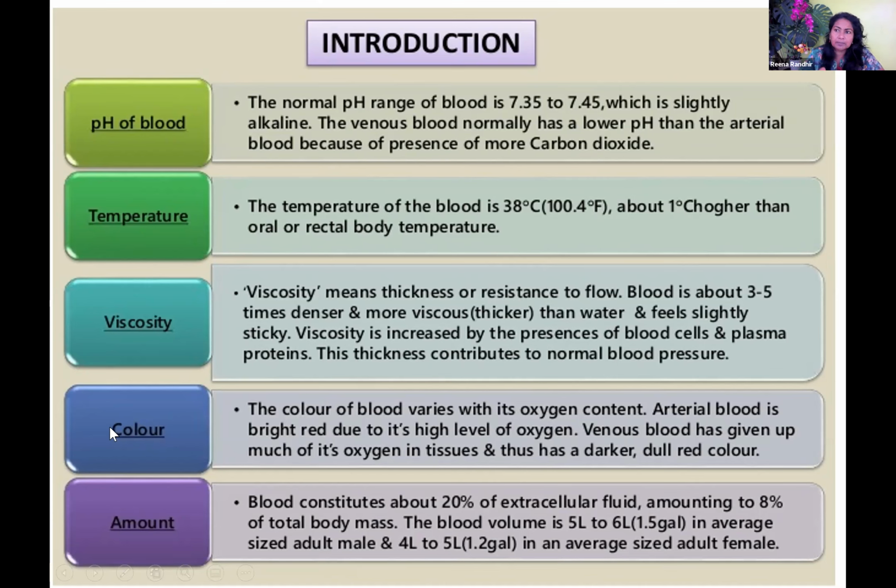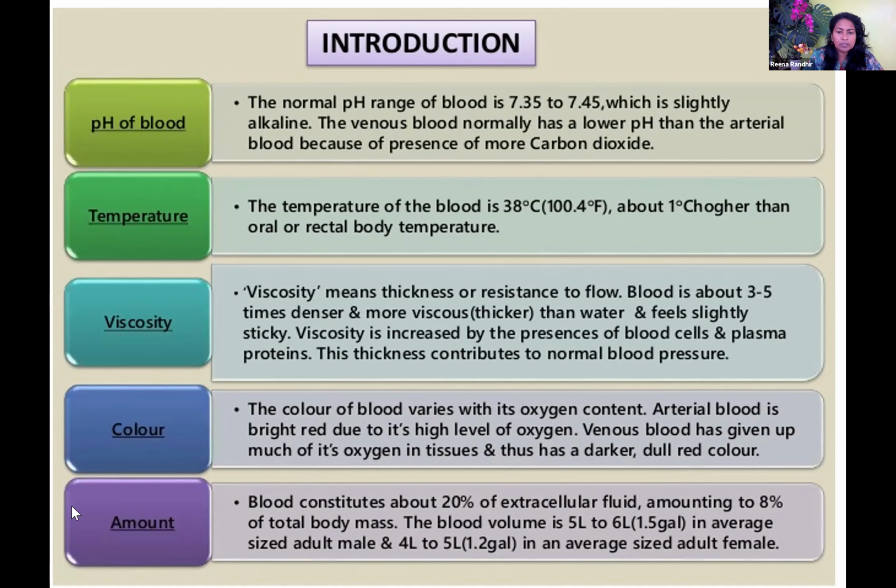The color. If you're light skinned, you'll be able to see arteries and veins in your hand. The arteries are bright red in color because they're carrying oxygen, whereas the veins are purplish, bluish because they are deoxygenated. So that's the color of blood.